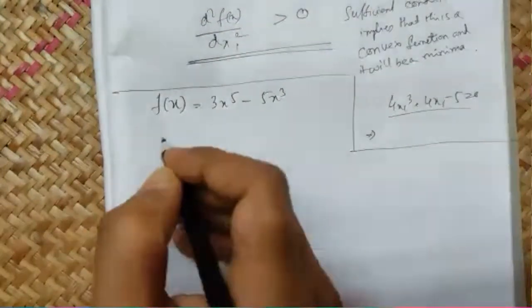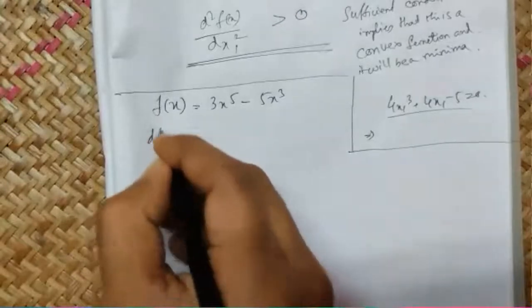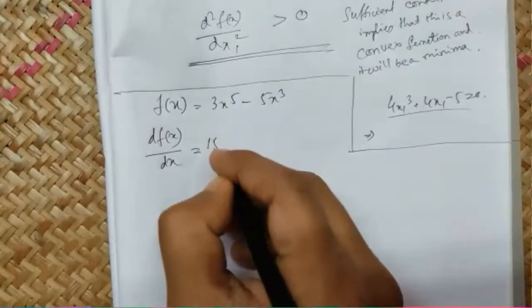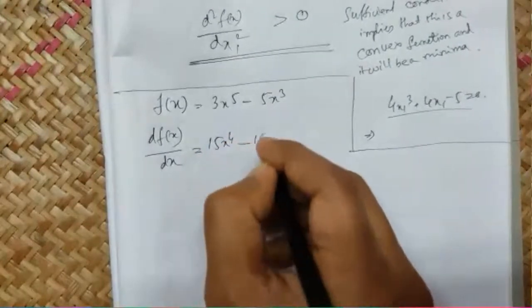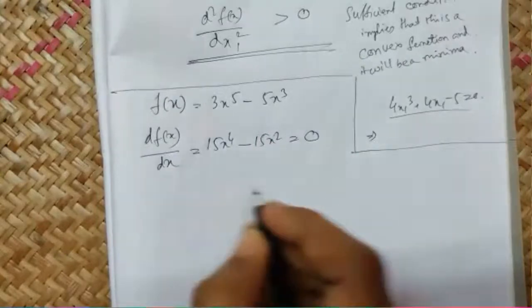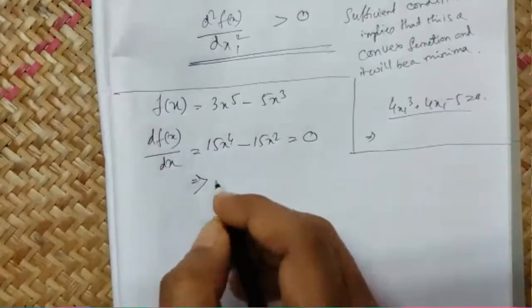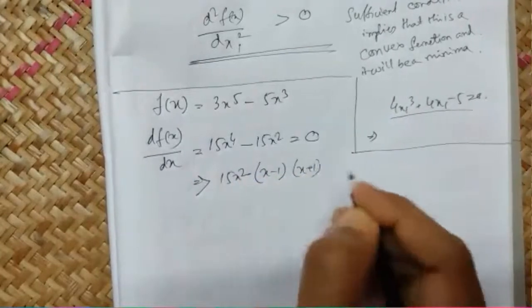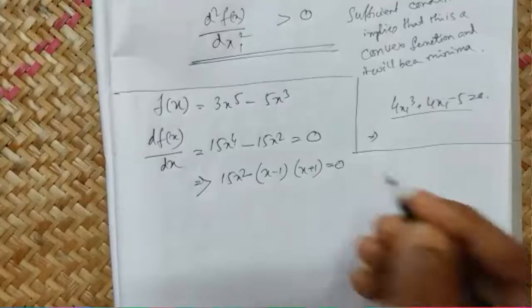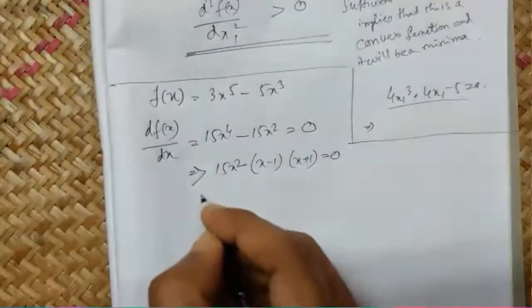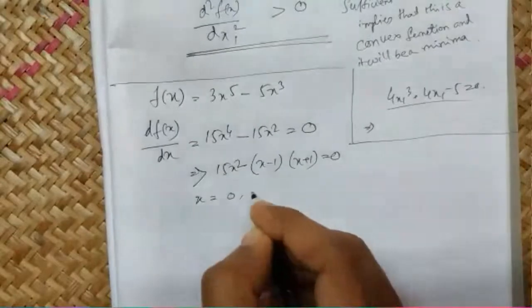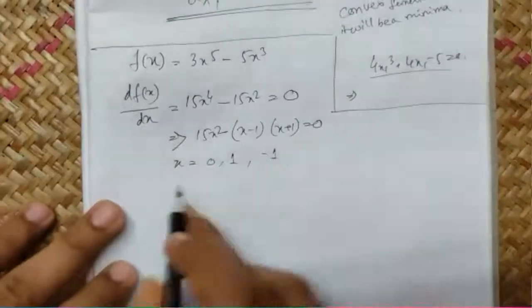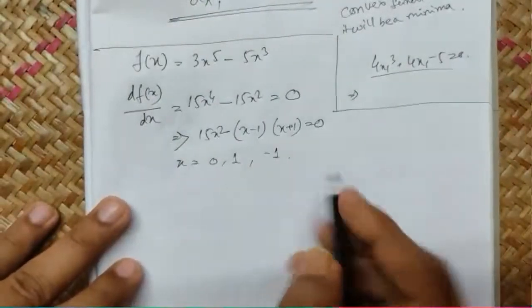let us apply the necessary condition. df/dx is equal to 15x to the power 4 minus 15x square, and we equate it with 0. So this will give you 15x square (x minus 1)(x plus 1) is equal to 0. So from here we can find that x might be 0, 1 and minus 1. Okay, we get three values of x, so we'll get three different extreme points.